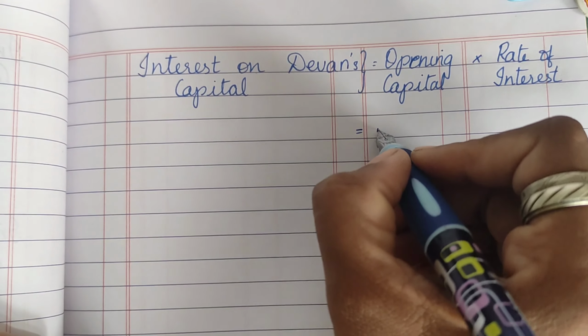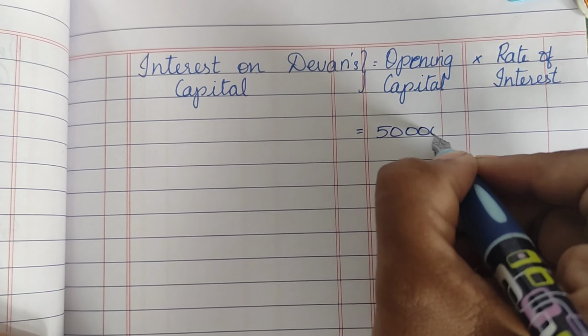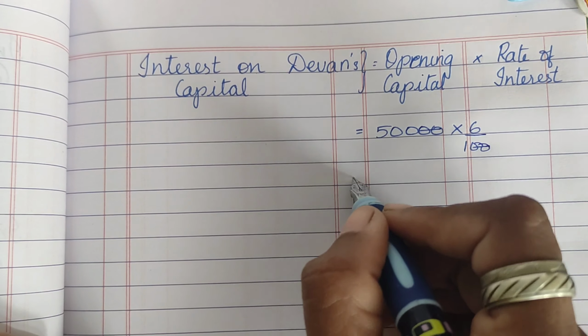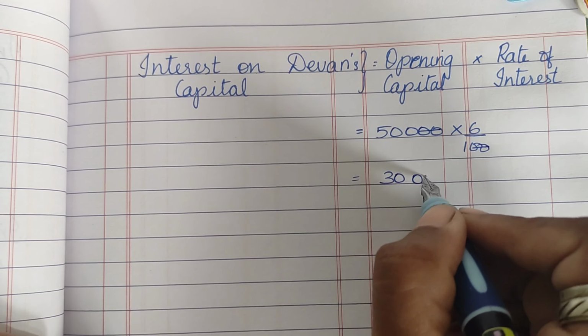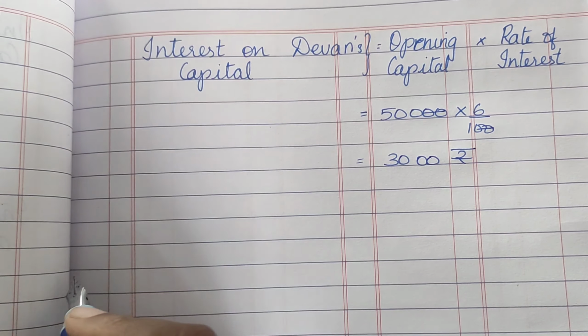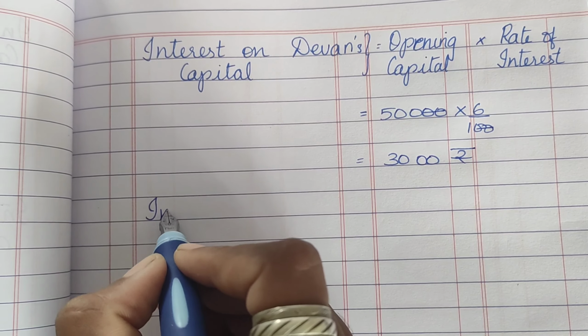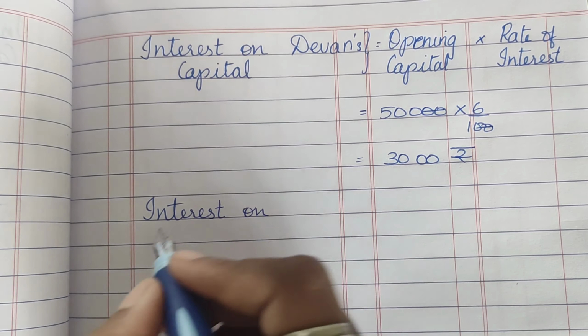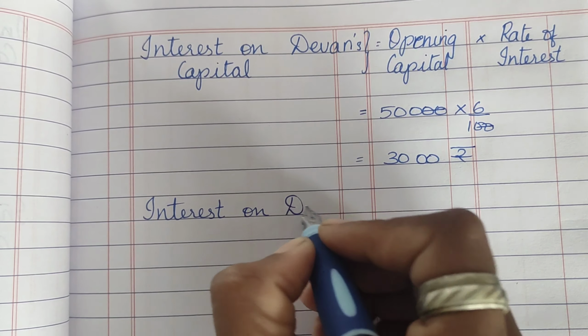So next, the same way I'm going to calculate for Devan. So now I'm going to calculate the interest on Devan's capital. So opening capital into rate of interest. Devan's opening capital is 50,000. So 50,000 into the rate of interest being 6% into 6 by 100. So I get an answer of 3,000 as the interest on Devan's capital.